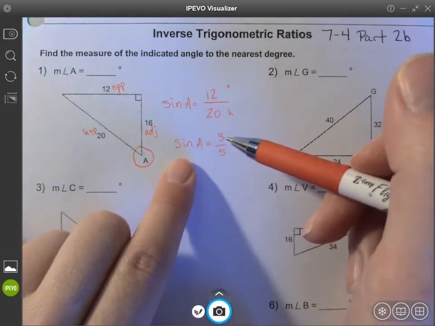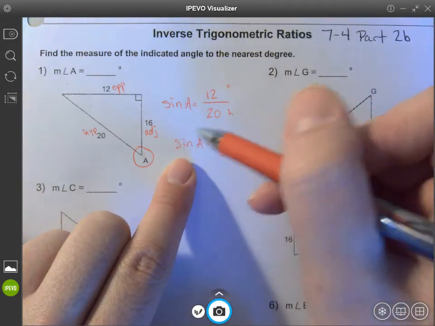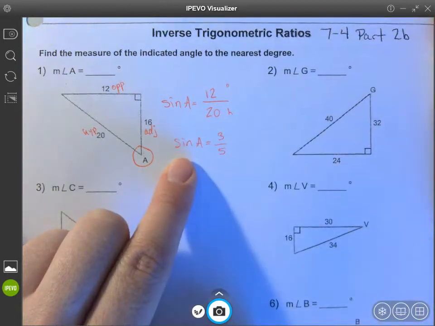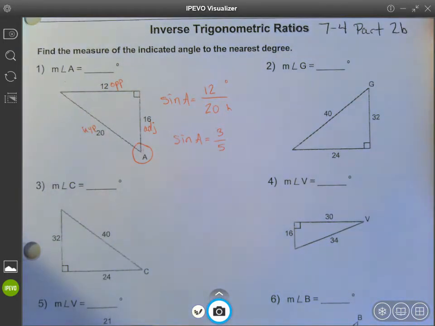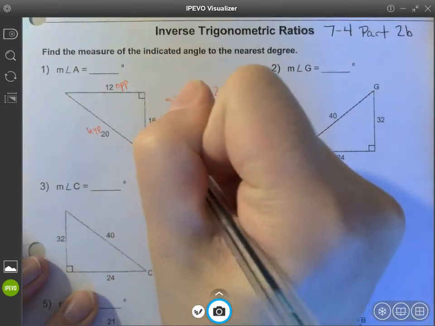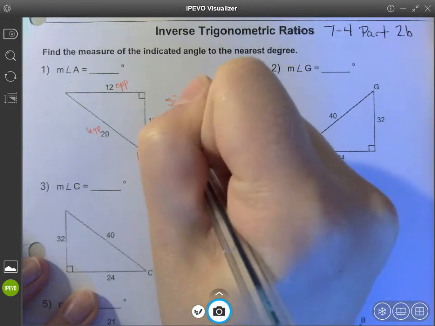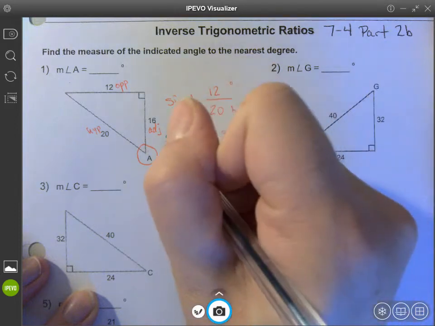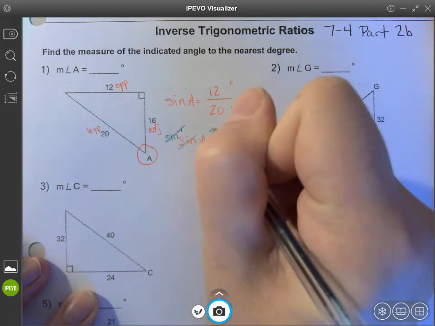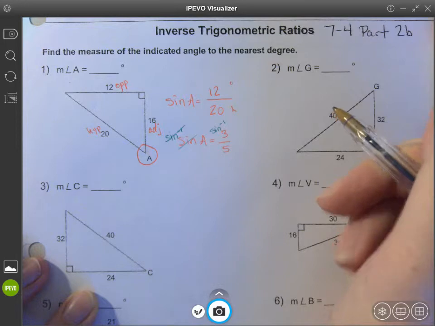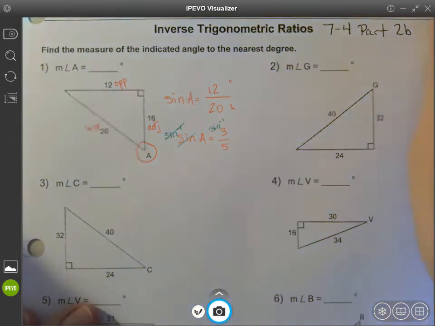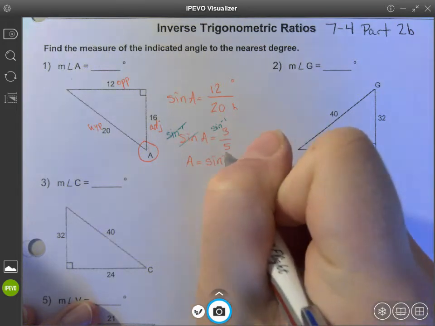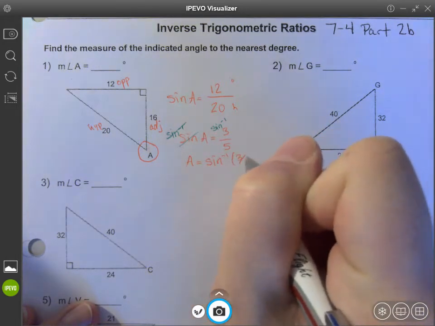So I need to get rid of sine. Remember, sine A is a number. And how do I get rid of something? I use its inverse. So you're going to use your inverse sine. That symbol, -1, tells me it's the inverse. If I take the inverse of the sine on both sides, the left side cancels out and it leaves me A. And what I type in the calculator is sine -1 of 3/5, just like that.